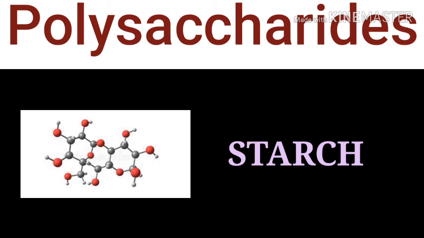For the storage polysaccharides, we have first the starch. Starch is the plant storage polysaccharide. It is an alpha glucan that has structurally distinct components called amylose and amylopectin, and it is insoluble and forms starch granules inside many plant cells, but it is not a pure substance. It is a mixture of amylose and amylopectin.